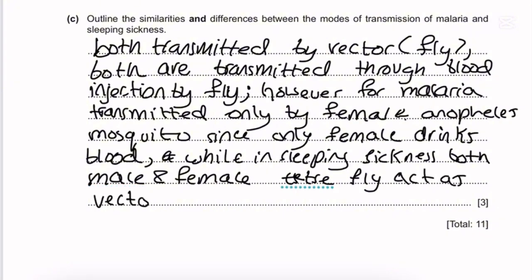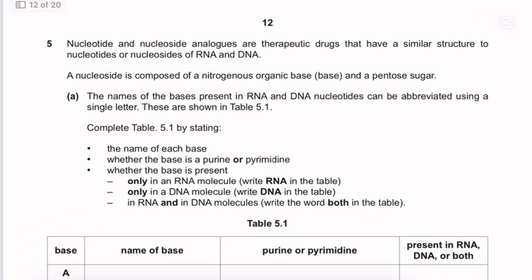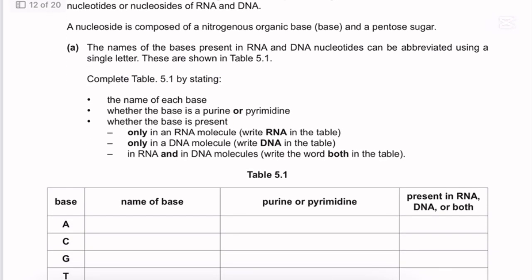Okay, now this brings me on to 5. Nucleotide and nucleoside analogs are therapeutic drugs that have a similar structure to nucleotides or nucleosides of RNA and DNA. A nucleoside is composed of an adenine base and a pentose sugar, just without the phosphate group. And he's saying here the names of the bases present in RNA and DNA nucleotides can be abbreviated using a single letter, and these are shown in figure 5.1.